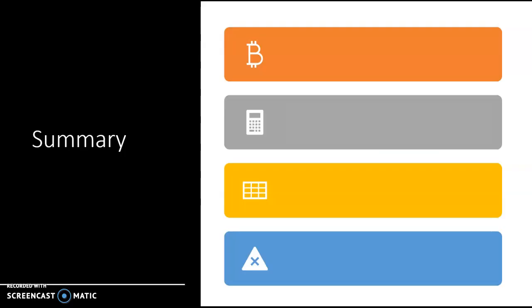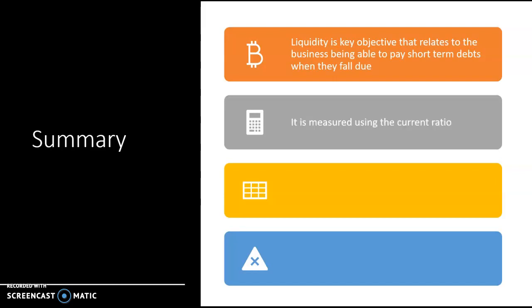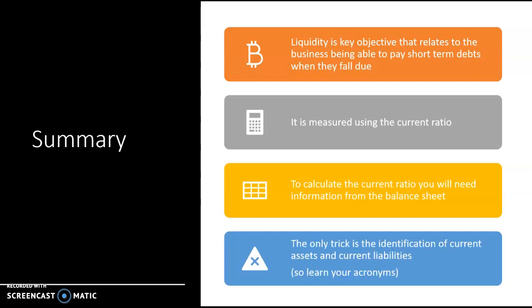So in summary, we know that liquidity is a key financial objective of the business, and it's all about being able to pay short-term debts when they fall due. To be able to measure and assess liquidity, we need to calculate the current ratio. To calculate the current ratio, we're going to need information from the balance sheet. And remember, the only trick to these questions is, are you able to correctly classify and identify your current assets and current liabilities? So make sure you learn your acronyms.